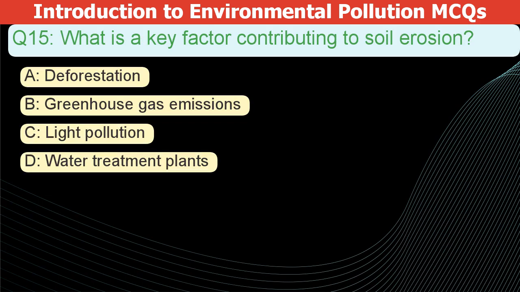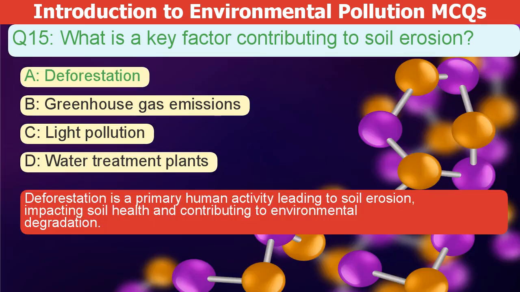What is a key factor contributing to soil erosion? A. Deforestation. B. Greenhouse gas emissions. C. Light pollution. D. Water treatment plants. The correct answer is A. Deforestation is a primary human activity leading to soil erosion, impacting soil health, and contributing to environmental degradation.